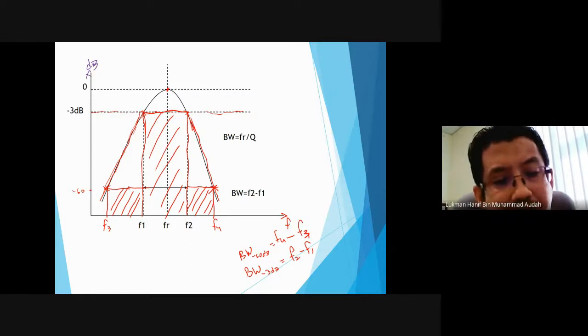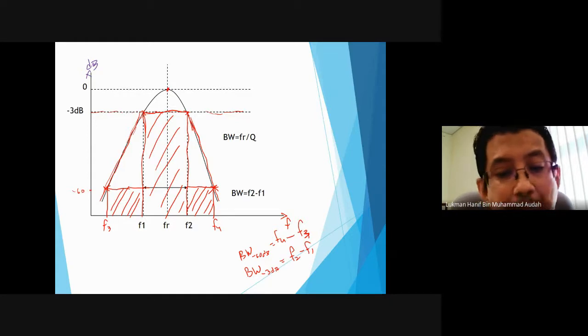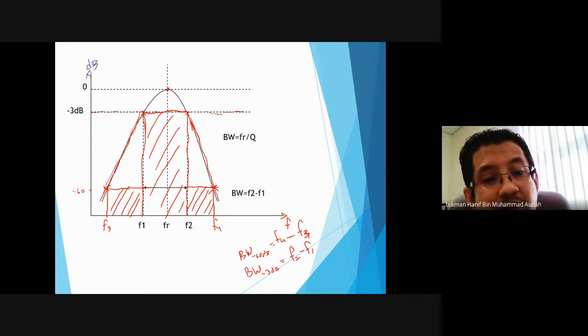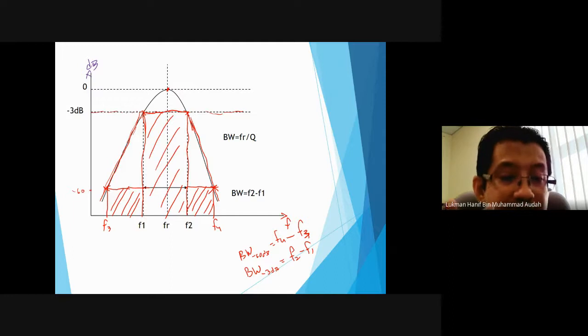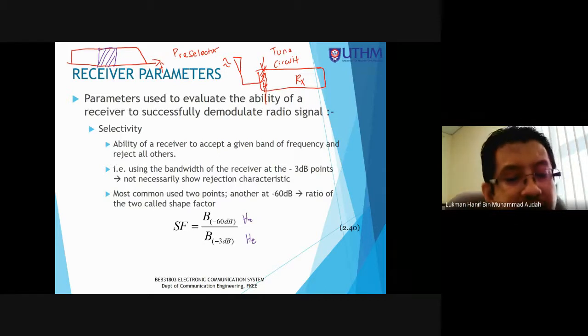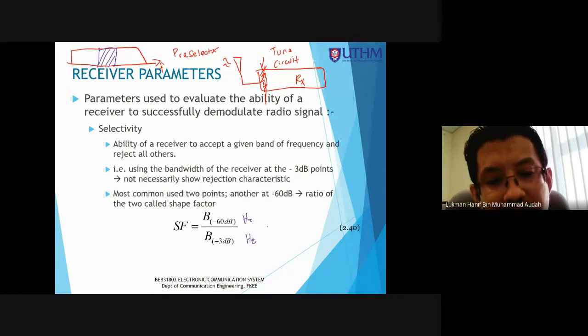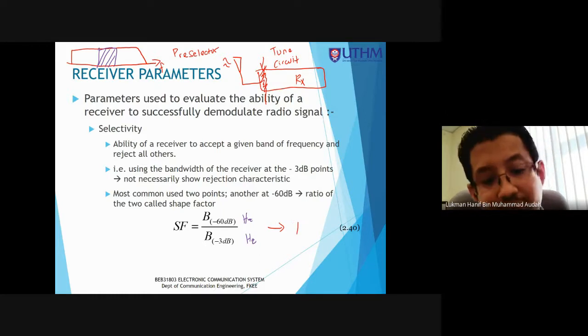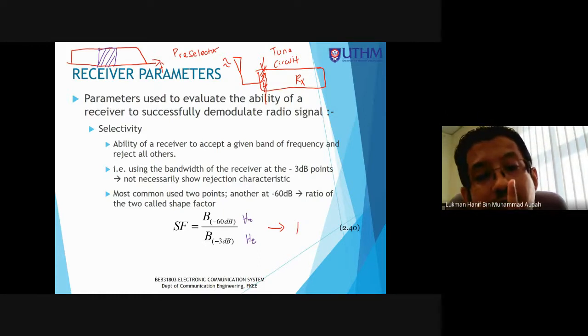So you see from here, we want the bandwidth of minus 60 dB to be as close as possible towards minus 3 dB bandwidth. Kita inginkan bandwidth minus 60 dB ini sekecil yang mungkin menghampiri bandwidth minus 3 dB. Okay, kalau saya kembali kepada slide ini, maknanya ideally I want this shape factor to have a value towards 1. Okay, secara ideal dia 1. Kalau bandwidth minus 60 dB itu sama dengan bandwidth minus 3 dB, maknanya kita boleh dapat very sharp cut off frequency.